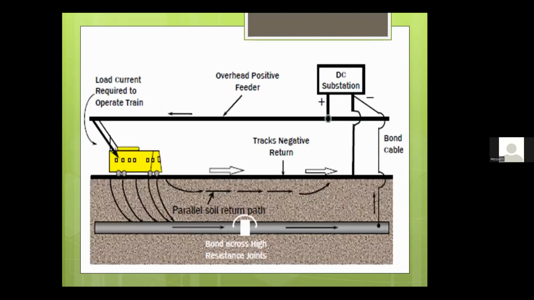Also, for a transit system, a mitigation bond could be installed between the pipeline and the DC substation, so the stray current will not discharge from the structure to the soil through a corrosion reaction, but it will discharge through the metallic bond.